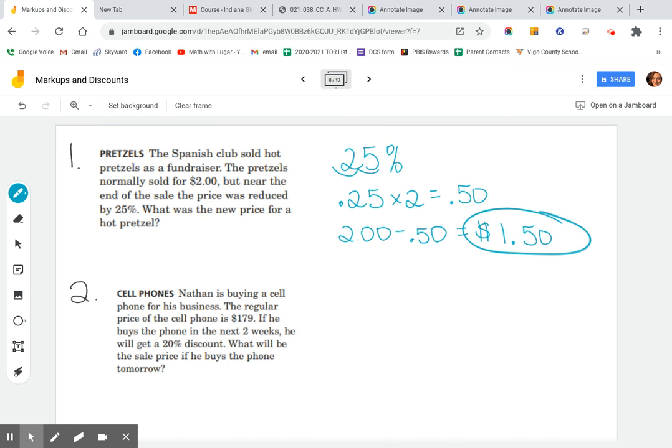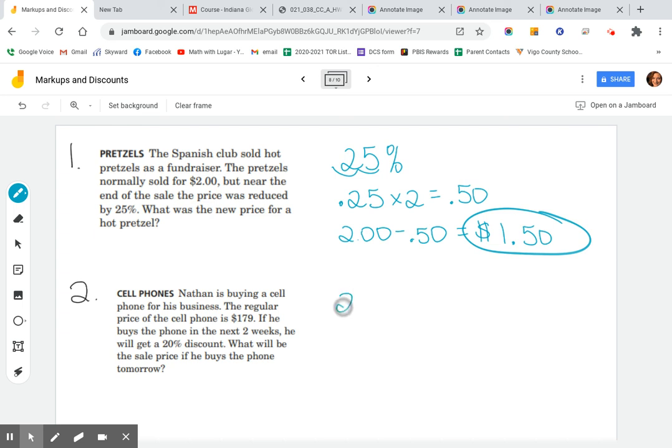Number 2, Nathan is buying a cell phone for his business. The regular price of the cell phone is $179. Boy, this sounds pretty outdated, doesn't it? I don't think we're buying cell phones for $179 anymore. If he buys the phone in the next 2 weeks, he will get a 20% discount. What will be the sale price if he buys the phone tomorrow? Well, tomorrow is within that 2 weeks, so that's within the sale.